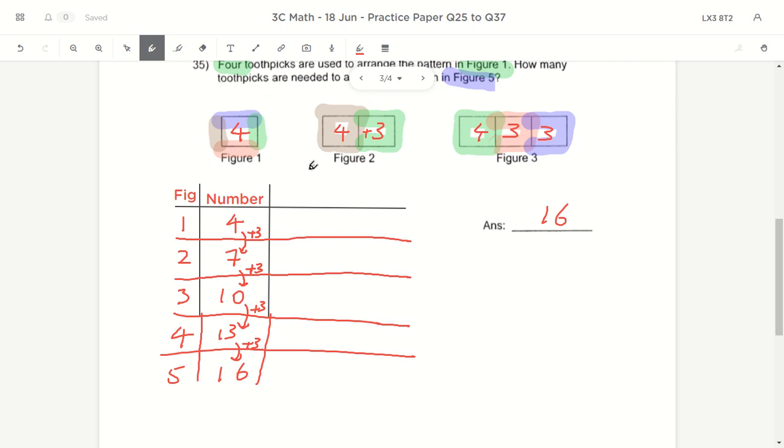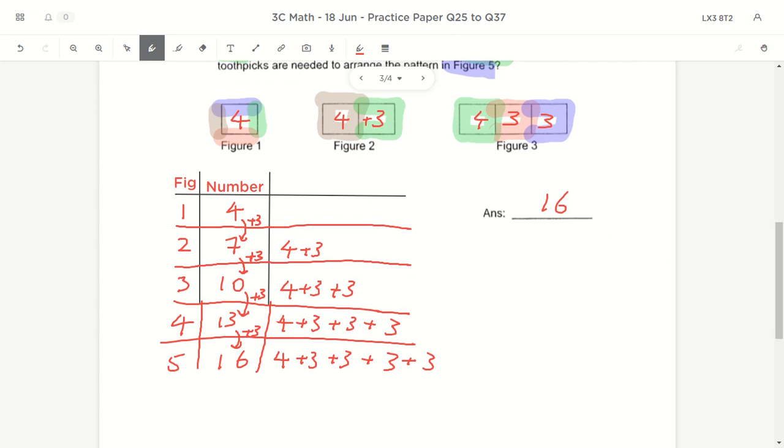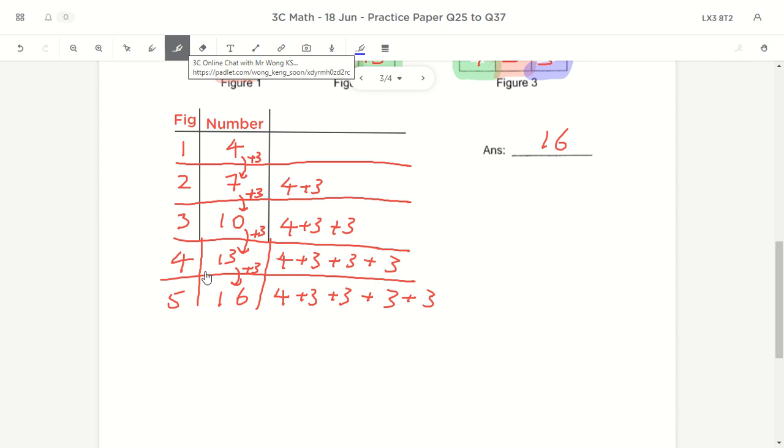Okay, another way to look at it is that you can use another way of adding, means figure 2 is actually 4 plus 3, which is 7. Figure 3 is 4 plus 3 one time plus 3 another time. Figure 4 is 4 plus 3 plus 3 plus 3, which gives you 13. And figure 5 is 4 plus 3 plus 3 plus 3 plus 3. So 4 threes give you 12. 12 plus 4 gives you 16.